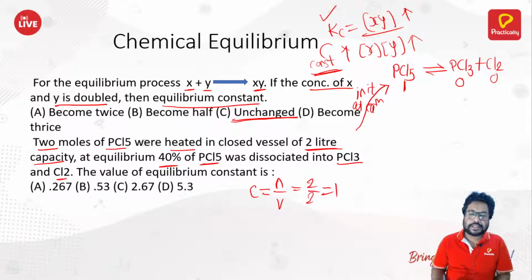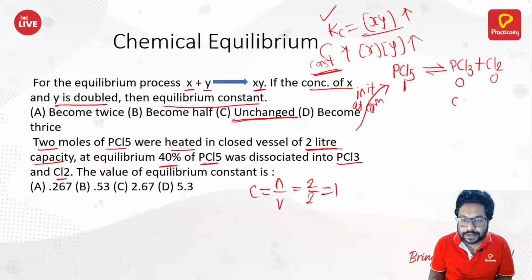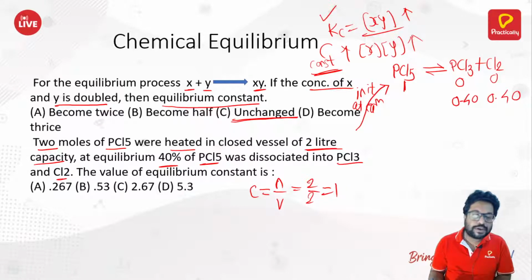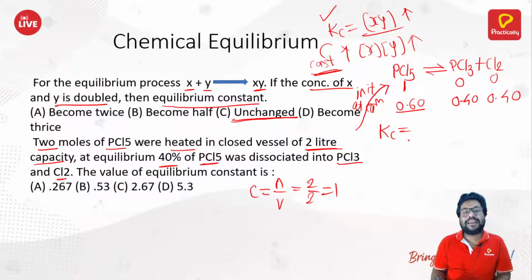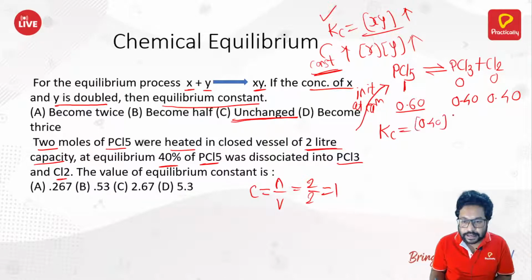Now 40% is dissociated. That means you are getting 40% of PCl3 and 40% of Cl2. And how much PCl5 remains? 1 minus 0.40, that means 0.60. Right? Then what is the value of our Kc? Kc is equal to PCl3 into Cl2 divided by PCl5, which makes it 0.4 into 0.4 divided by 0.60.